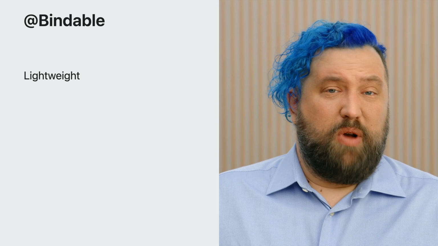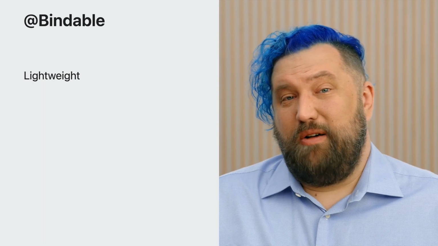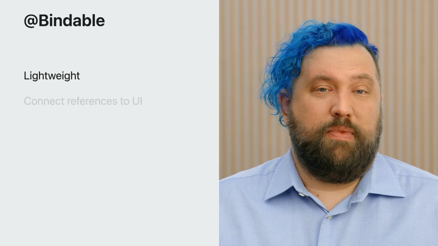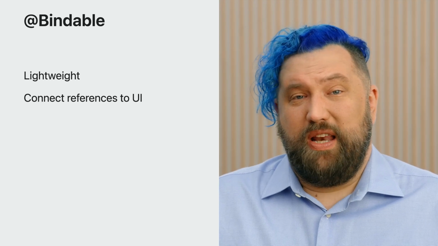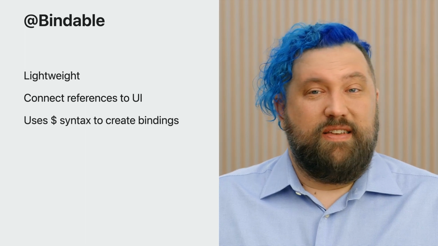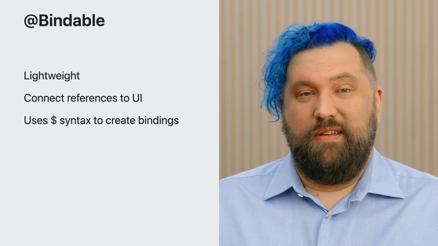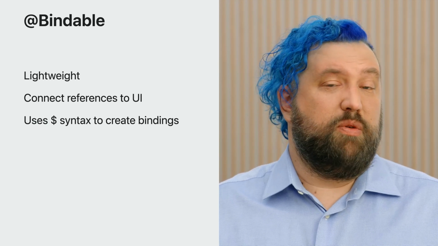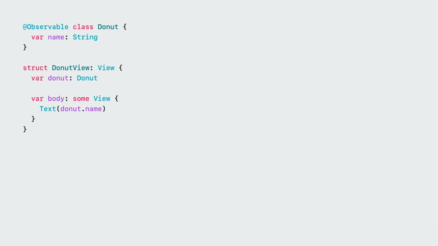The newest of the family of property wrappers is @bindable. The bindable property wrapper is really lightweight. All it does is allow bindings to be created from that type. Getting a binding out of a bindable wrapped property is really easy. Just use the $ syntax to get the binding to that property. Most often, this will be bindings to observable types. For the donut view, we have the name being displayed with text. But in reality, we want to be able to edit that name. So instead of a text, we can use a text field.